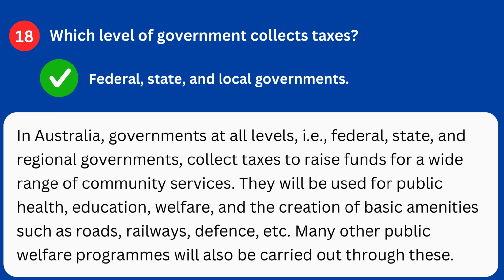Explanation. In Australia, governments at all levels, i.e., federal, state, and regional governments, collect taxes to raise funds for a wide range of community services. They will be used for public health, education, welfare, and the creation of basic amenities, such as roads, railways, defense, etc. Many other public welfare programs will also be carried out through these.